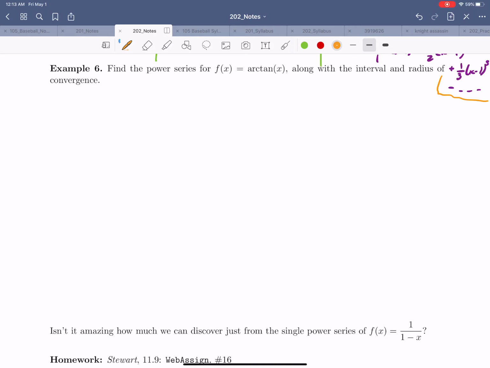Hey everyone, 11.9 video coming at you. We're going to solve example 6 very quickly. Find the power series for f of x equals arctangent of x, along with the interval and radius of convergence. It's going to be very similar to the ones that we did in class.